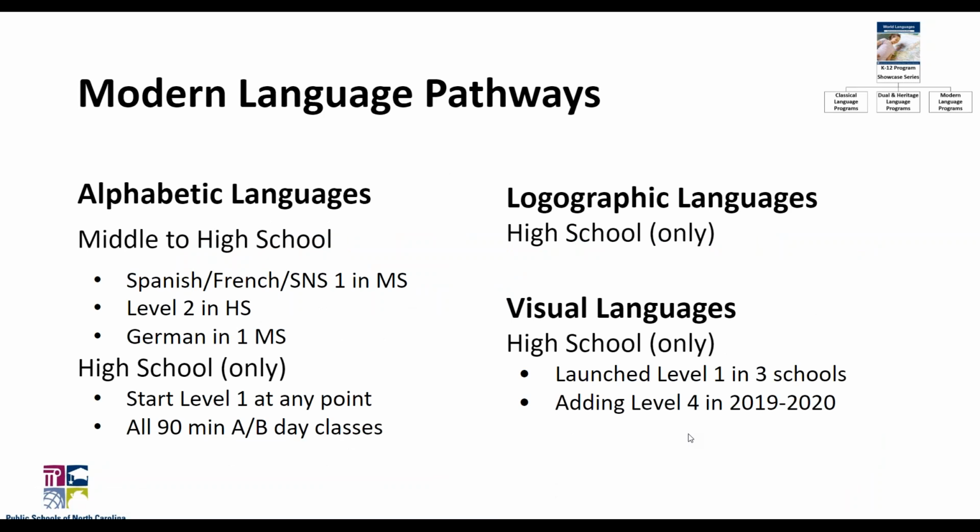So, as I said, we have Spanish, French, Spanish heritage in our middle schools. Those are in most of our schools. It really just kind of depends upon enrollment. There is German in one middle school. That's an IB middle school, so there's more focus on language there. The logographic languages, the Chinese and Japanese, are only available at high school, and American Sign Language is only available at high school. Latin is available at 3 middle schools, and then, of course, most of our high schools.